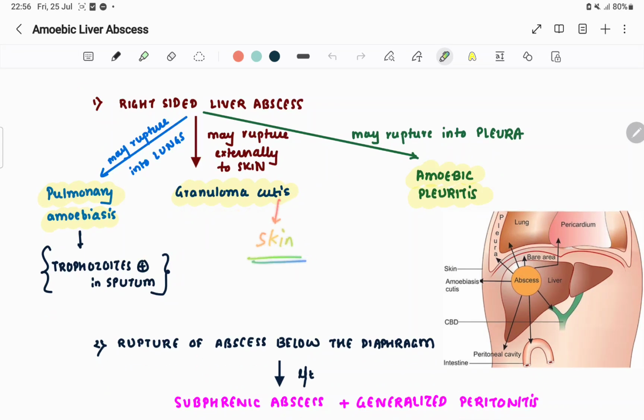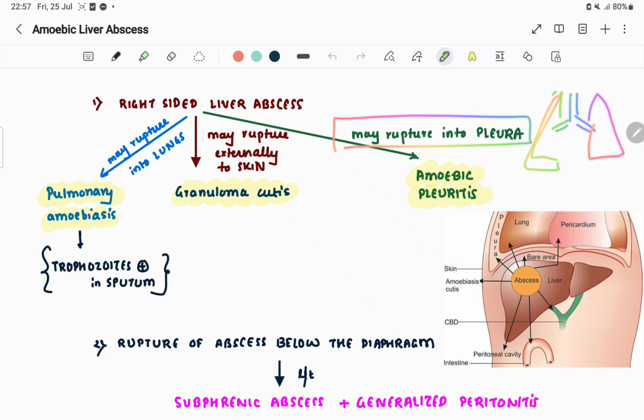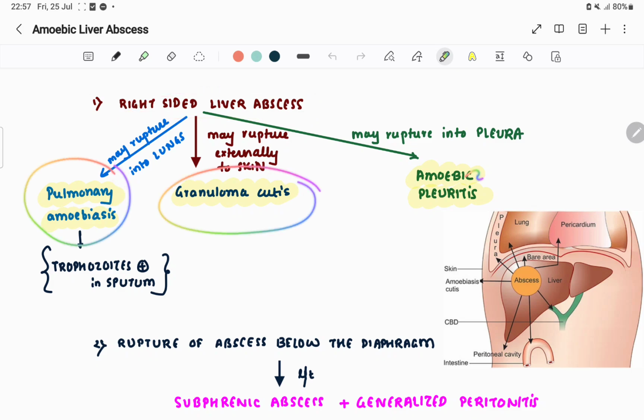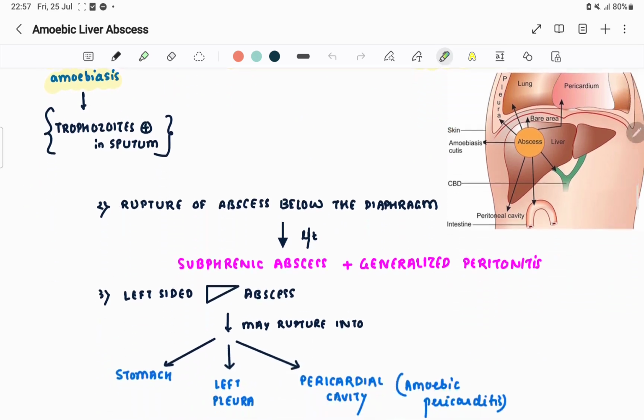Okay, so there is an infection of skin, a granulomatous infection of skin, that is granuloma cutis. It may rupture into the pleura. What is the pleura? Pleura is basically the sheath covering the lung. So it may rupture into the pleura, causing amoebic pleuritis. So right-sided liver abscess, 3 complications: pulmonary amoebiasis, granuloma cutis, and amoebic pleuritis.